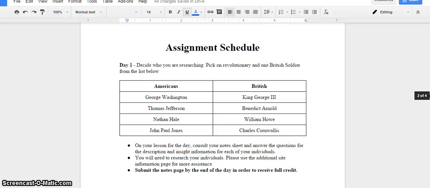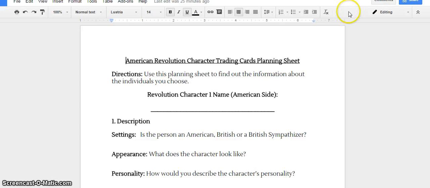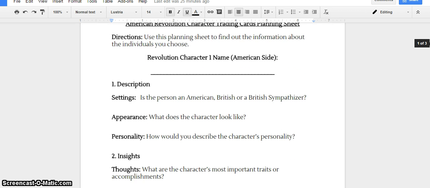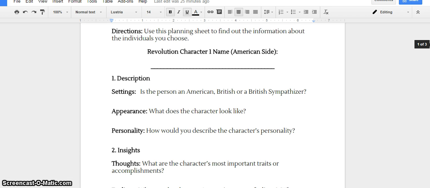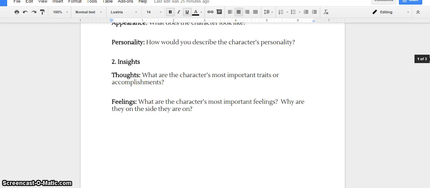Let's take a look at our day 1 notes page together. So you're going to write your person's name in, and you're going to answer the description portion, which means that you're looking at those websites I gave you, and you're telling me a little about who they are, what they look like, and a little bit about what you've learned about that person's personality. You're also looking at insights. So based on what you've learned, what are their traits or accomplishments that you would find important?